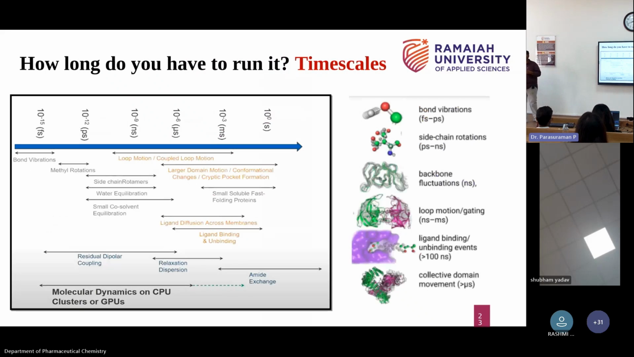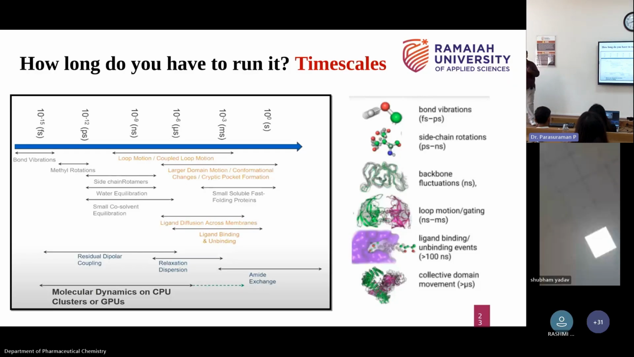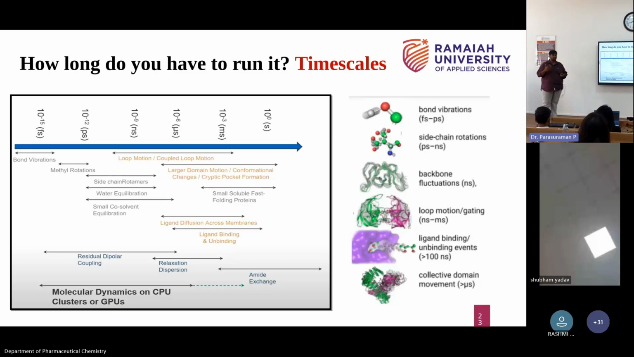So till now we saw how to prepare a molecular dynamics simulation, what the steps are. Now we have a doubt: how long do we need to run a molecular dynamics simulation? On that picture we can see, based on your hypothesis, you can decide how much time scale you need to run. For example, if you are preparing only a protein from homology modeling, with no docking and no complex with a ligand, we'll be seeing its stability throughout the simulation. For example, the protein folding, side chain folding, everything we'll be seeing.